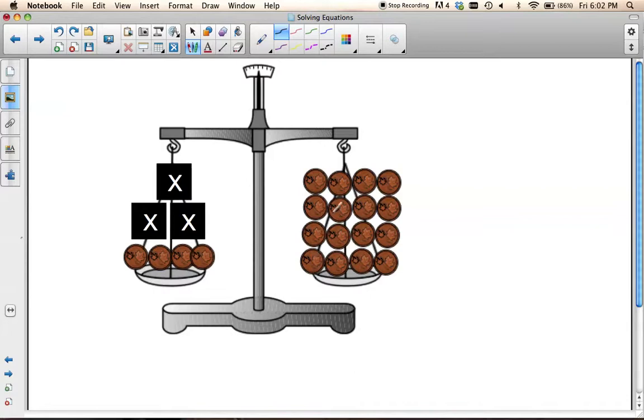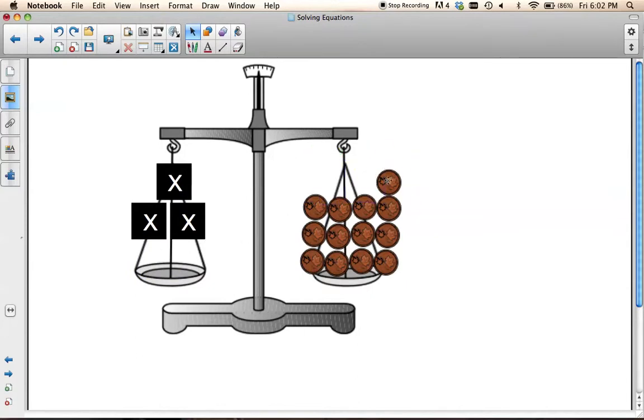So again, I need to do the same thing on both sides of my scale, right? So if you look, I need to make 0 pennies on this side. So I'm going to subtract my 4 pennies. If I subtract 4 pennies on this side, and I subtract 4 pennies on this side, my scale should be balanced. But that means I have 3 x's and 12 pennies. So I need to know what 1 x is. If I have 3 and I want to know what 1 x is, I need to know what 1/3 of these x's are.